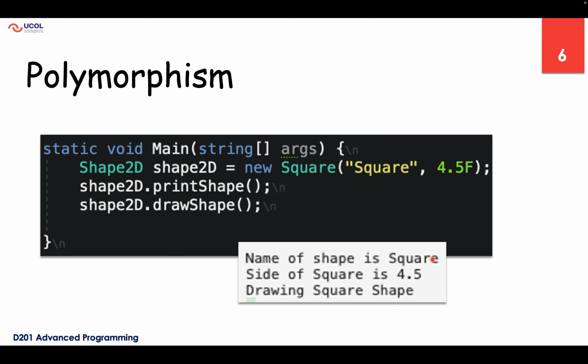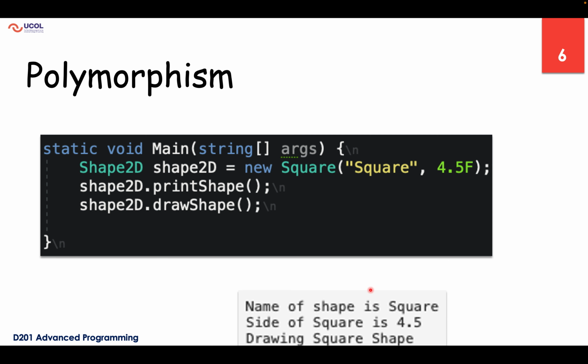So this first line is coming from the base class print shape method, and the second print line is coming from the child class, the square class print shape method, and then of course we are drawing the square shape. So this is a little bit of polymorphism.